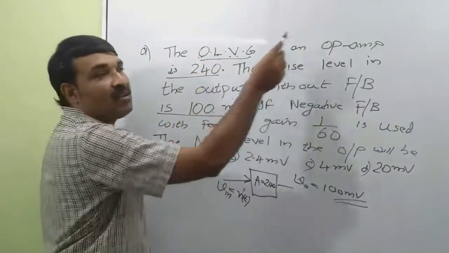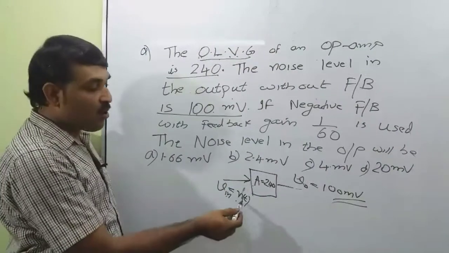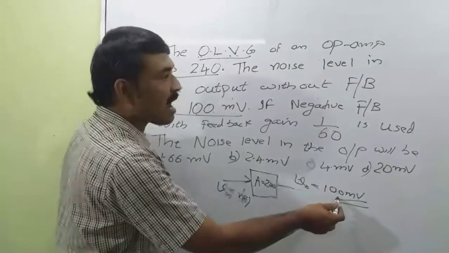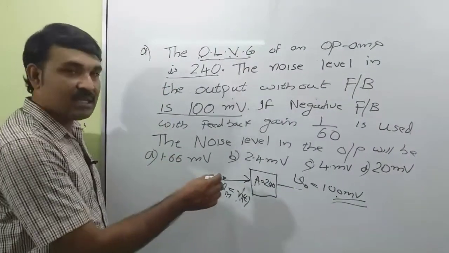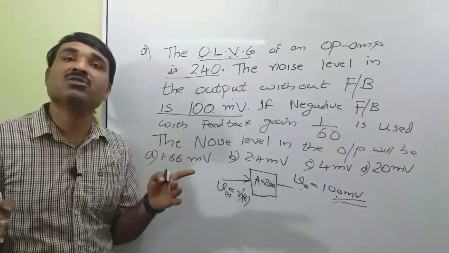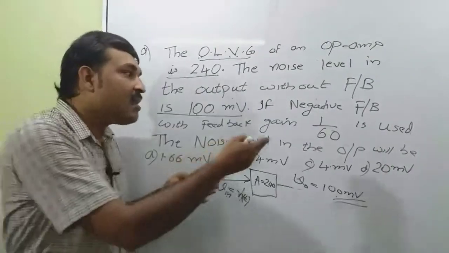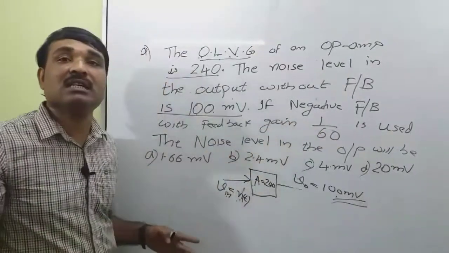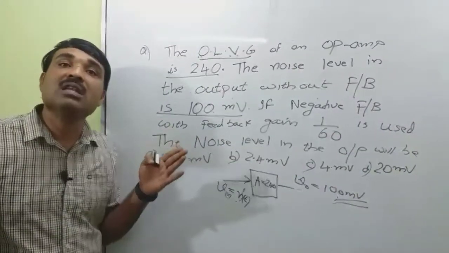The open loop voltage gain of an op amp is 240. Noise is the input. The output is 100 millivolt. Suppose the system is a closed loop system with negative feedback and a feedback gain of 1/60. Then what is the noise level in the output?